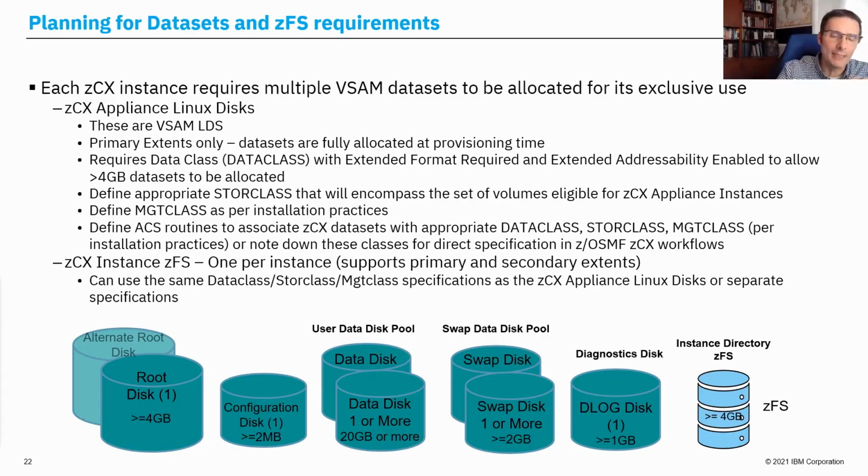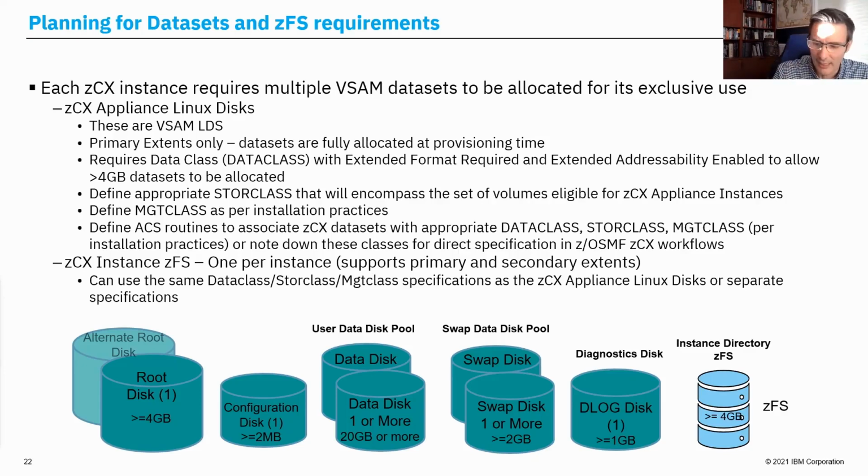Now, the important point of this slide is to note the following. These are SMS managed datasets. So when you provision, you can specify a data class, a storage class, and a management class to determine how these datasets are going to be allocated and where they are going to be allocated. Or you can use ACS routines to accomplish the same thing. The ACS routines, maybe based on the name of the dataset, are going to assign the appropriate class names for that. You're going to follow your standard installation practices to accomplish all of that.